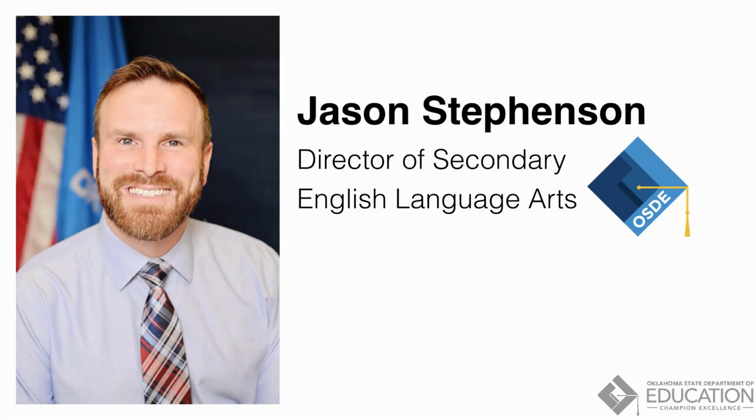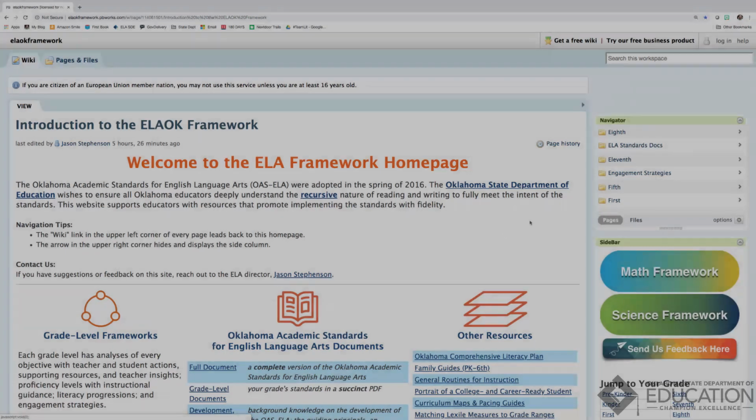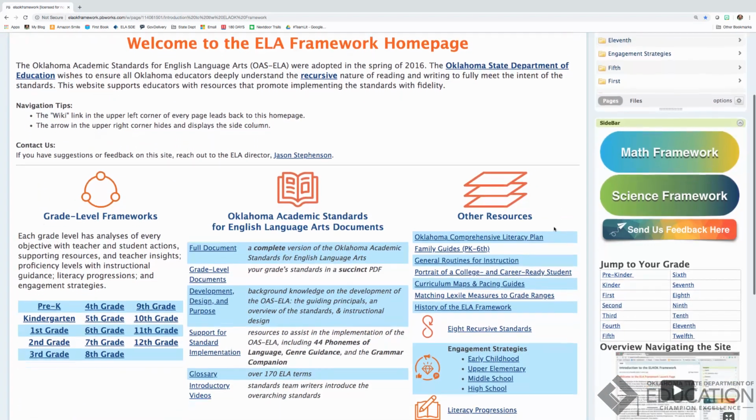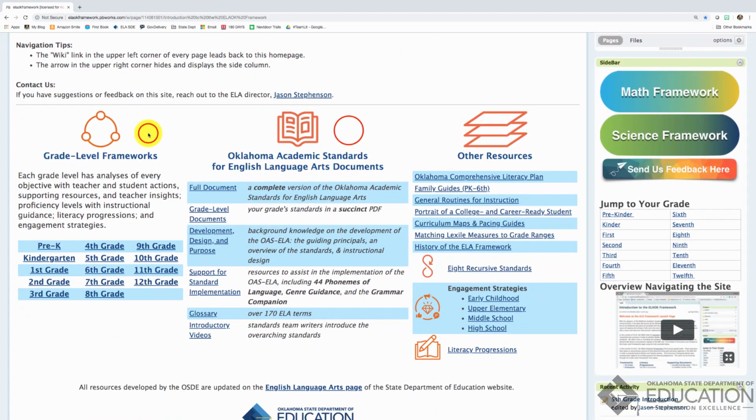My name is Jason Stevenson, and I am the Director of Secondary English Language Arts in the Office of Curriculum and Instruction at the Oklahoma State Department of Education. The web address for the ELA framework is elaokframework.pbworks.com. This is the homepage of the ELA framework. It is divided into three different sections: grade level frameworks, standards, and other resources. We will look at each of the three sections.